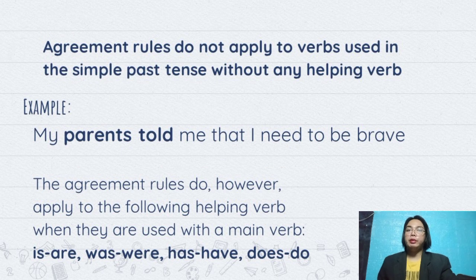Agreement rules do not apply to verbs used in the simple past tense without any helping verb. And here's the example. My parents told me that I need to be brave. We will see that this sentence is without any helping verb. We only see the plural form, which is the parents. The agreement rules do, however, apply to the following helping verbs when they are used with a main verb: is, are, was, were, has, have, and does, do.